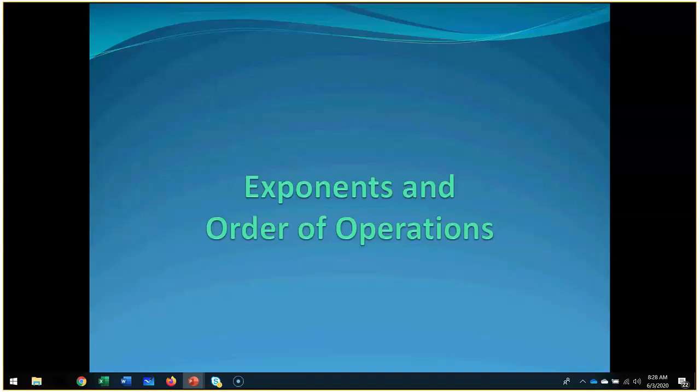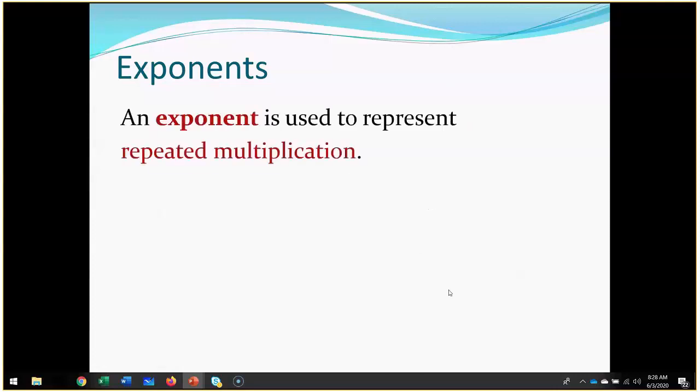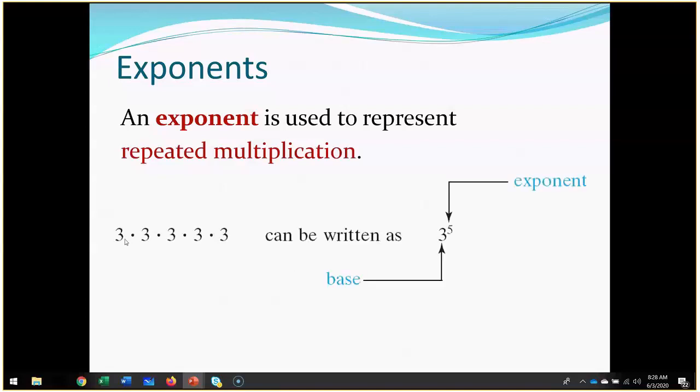Okay. So next up, this is section 1.9. We're going to talk about exponents and order of operations. So starting with the exponents, because this is used in the second part. An exponent, if you don't remember what this is, it's used to represent repeated multiplication. So instead of writing out 3 times 3 times 3 times 3 times 3 over and over and over again, you can shortcut the notation and make it an exponent.